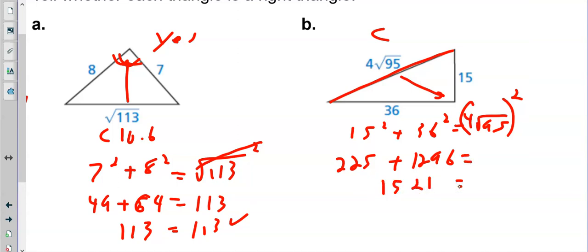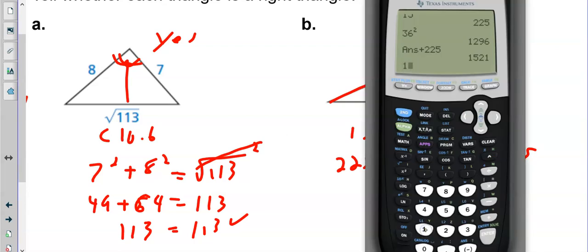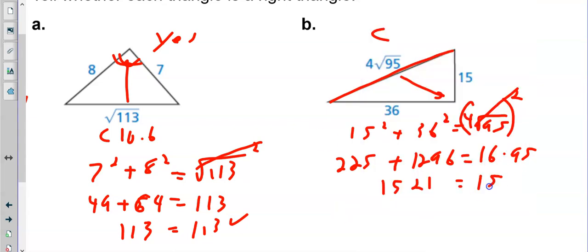Now on this side, you got to be careful. You have to square the 4. 4 times 4 is 16. But remember, this still is going to cancel that out. So that's 16 times 95. So let's see what that is. 16 times 95. 1520. Really close, but not exactly. So that's a no.